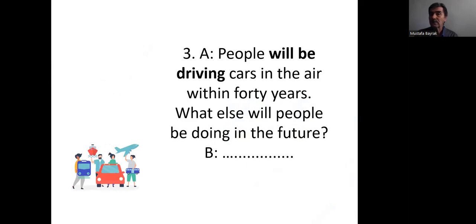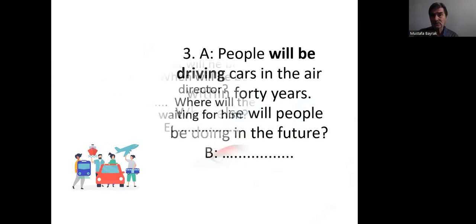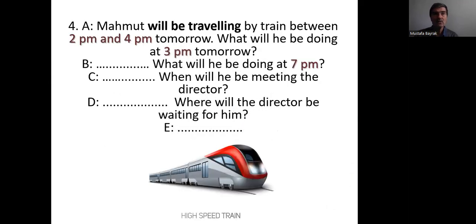People will be living underground in the future. Now, dialogue 4, Mahmoud will be traveling. Okay, Mahmoud will be traveling by train between 2 p.m. and 4 p.m. tomorrow. What will he be doing at 3 p.m.